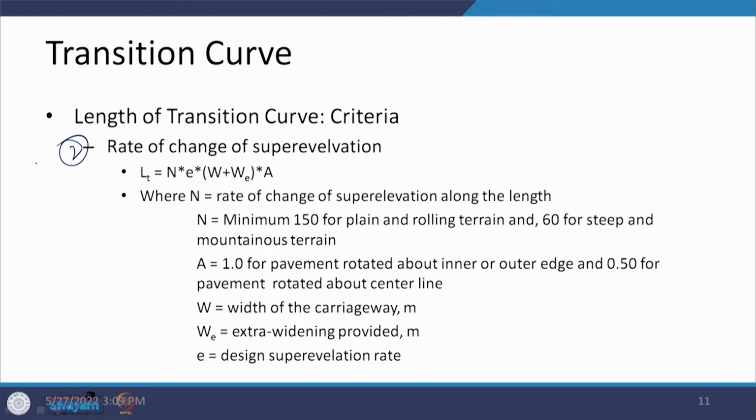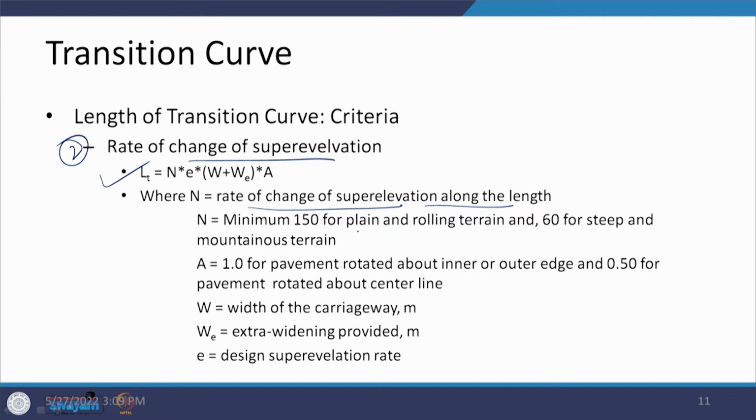The another criteria is the rate of change of super elevation, and the formula for that is capital N into E into the total width at the circular section, which is W plus W E, multiplied by a factor E. Now, capital N we have discussed before also, which is nothing but the rate of change of super elevation along the length. So, how we are going to provide the super elevation, that is what we are talking about, and it is dependent on the terrain.